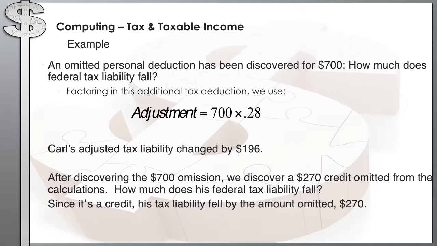Now, one last example here at the bottom of your slide. After discovering the $700 omission, we discover a $270 credit omitted from the calculations. How much does his tax liability fall? Well, since it's a credit, it's going to be a straight $270.